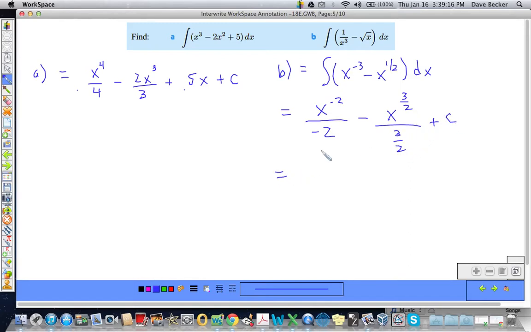Cleaning this up, this would be negative 1 over 2x squared. So I'm just writing that without a negative exponent. You don't necessarily have to do it. You could have written this as negative x to the negative 2 over 2, and that'd be perfectly fine. Minus 2/3 x to the 3/2, or you could rewrite that as square root of x cubed, plus c. Okay? All right. Next example.